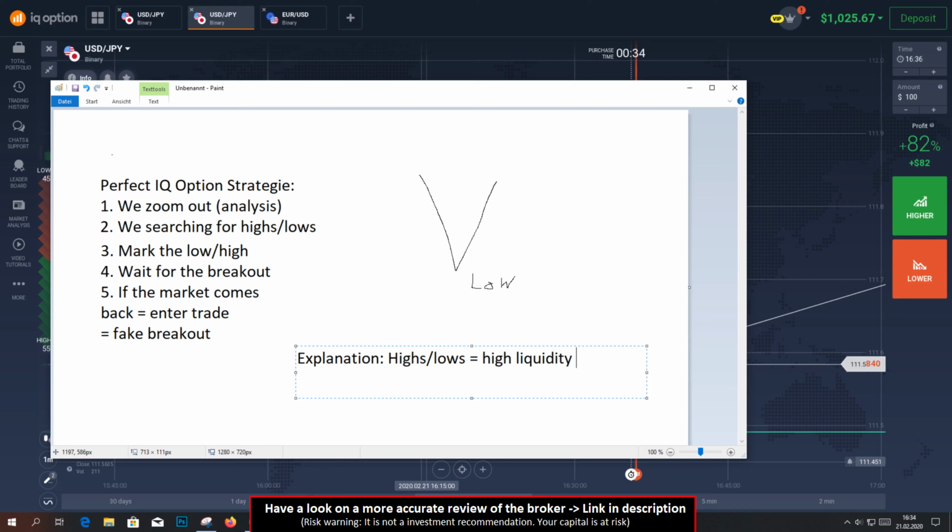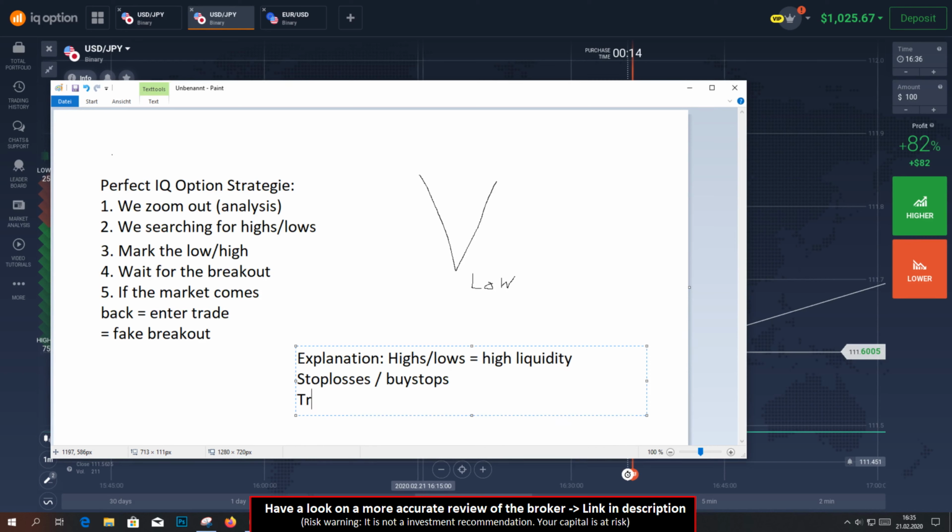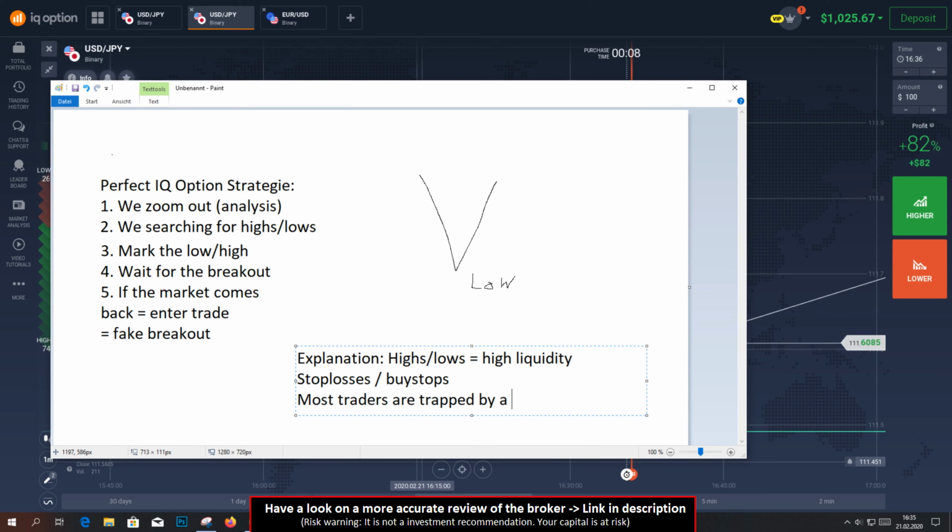There are a lot of traders trading there. There are stop losses, stop limits or buy limits, buy stops, and so on. All types of orders are at these prices. So the market goes there and most traders are trapped by a breakout. That's why the market returns. There are traders who close their position, traders who open a position, breakout traders who open a position, and they get trapped by other traders.